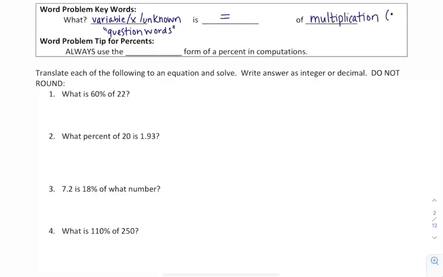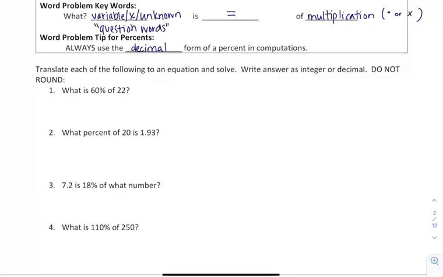Multiplication symbols, sometimes we see dots, sometimes we see a little x. A lot of times in higher mathematics we use the dot because the x can be confused with the variable x. Now, a tip for working with percents, it is always best to use the decimal form of the percent when working on computations. Let's do a few of these problems so that we can practice some of the word problem computations that we'll have to do.